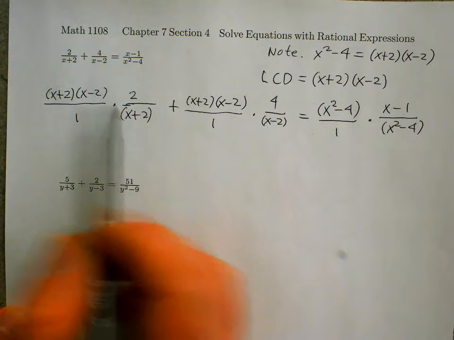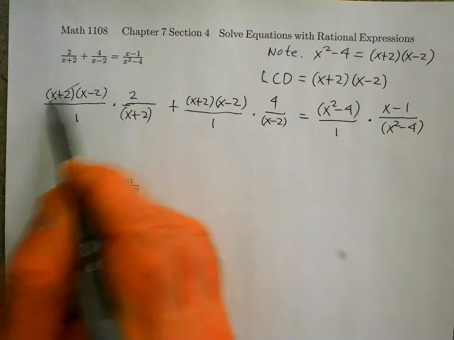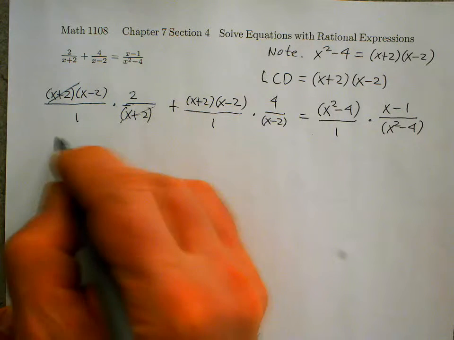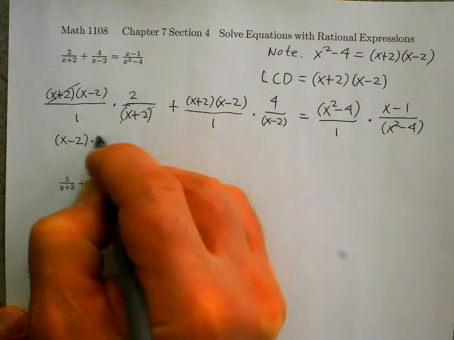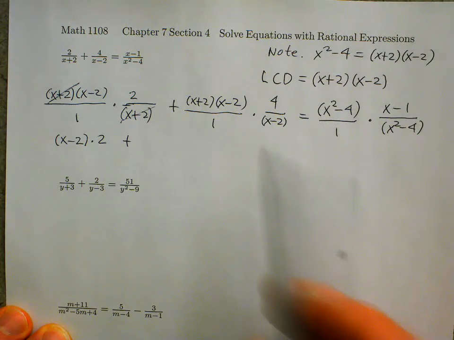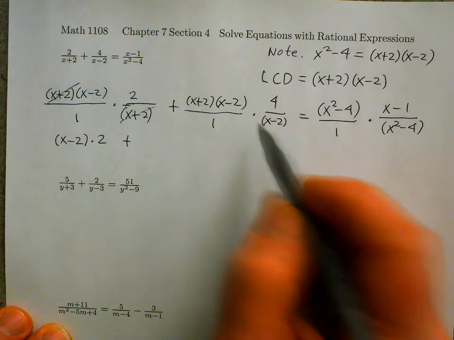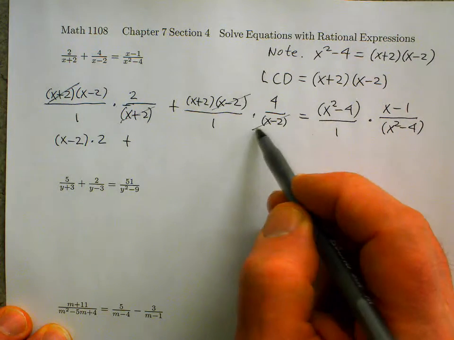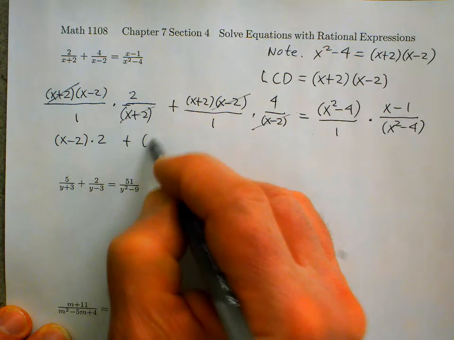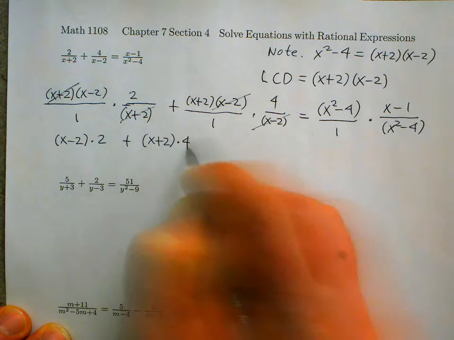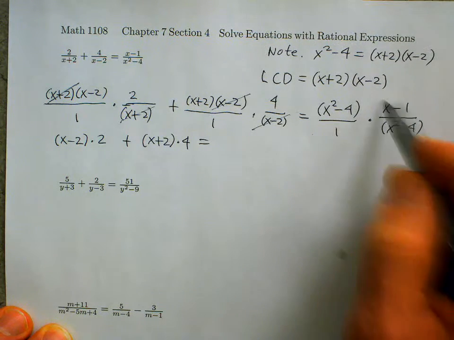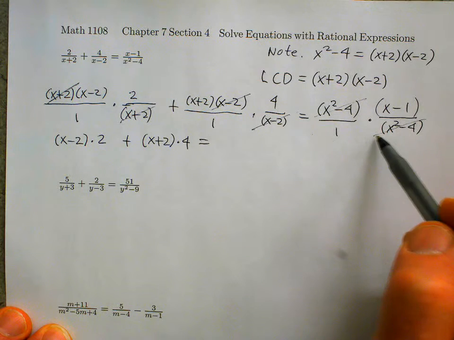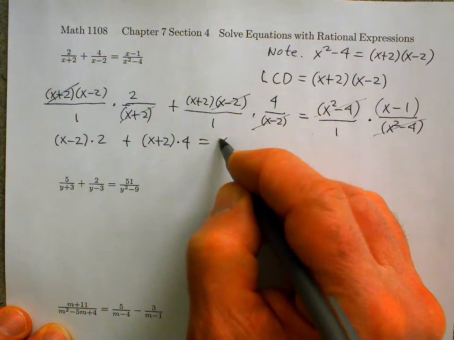On this first product, we cancel the common binomial factors x plus 2 divided by x plus 2. And then we'll get x minus 2 times 2. In the next product, cancel the binomial factors x minus 2 divided by x minus 2. And we're left with x plus 2 times 4. On the right-hand side, x squared minus 4 divided by x squared minus 4 cancels. So the right-hand side is just x minus 1.